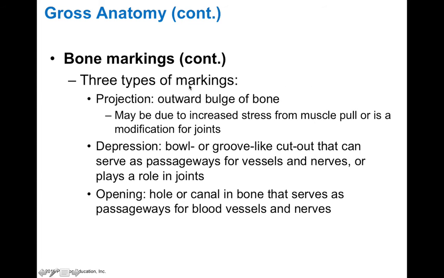Now, there's three types of markings. We've got projections, depressions, and openings. Projections are an outward bulge of bone. They can be due to increased stress from muscle pull. Depressions are a bowl or groove-like cut that serves as a passageway for vessels or nerves or plays a role in joints. And then openings are basically holes or canals that serve as a passageway for blood vessels and nerves.